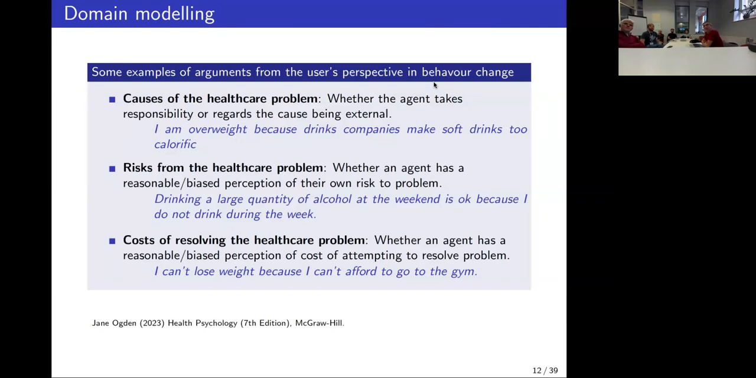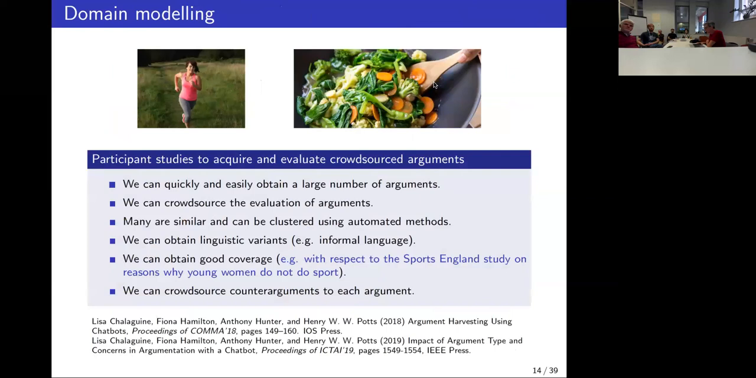The first one is when the agent fails to take responsibility for a problem. So, I am overweight because drinks companies make soft drinks too calorific. It's not my fault, in fact, it's the drinks companies that are at fault. Or risks. People say drinking a large quantity of alcohol at the weekend is okay because I do not drink in the week. This is fallacious. People have biased views of their own risks, and so on. We want these kinds of arguments. So that's the domain model.